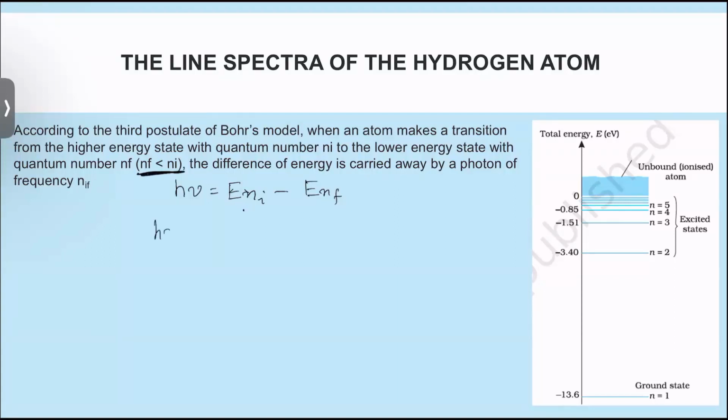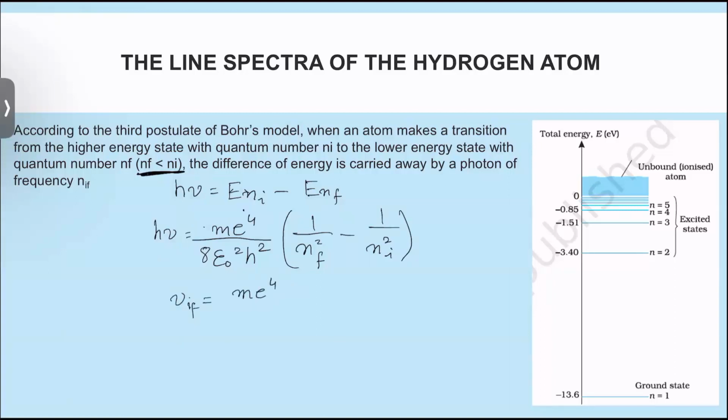If we then calculate it, it will be me^4 upon 8 epsilon_0 squared h squared, times 1 upon n_f squared minus 1 upon n_i squared. Or the frequency can be equal to me^4 upon 8 epsilon_0 squared h cubed, times 1 upon n_f squared minus 1 upon n_i squared. So you can see this.